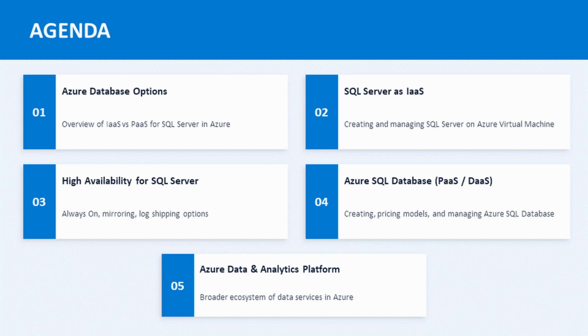Before we dive in, let us take a quick look at what we will be covering in this chapter. We have 5 main topics. First, we will look at Azure database options overall, understanding the choice between infrastructure as a service and platform as a service for SQL Server. Second, we will go deep into SQL Server as infrastructure as a service, what it means to run SQL Server on an Azure virtual machine, how to create and configure it, and how to manage it day to day. Third, we will cover high availability for SQL Server in Azure virtual machines, looking at options like always-on failover cluster instances, availability groups, database mirroring, and log shipping.